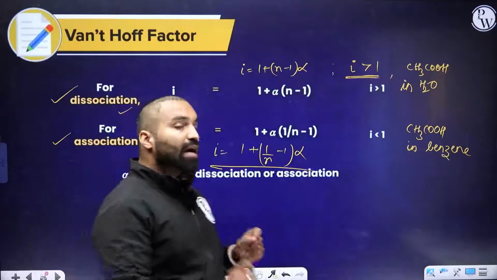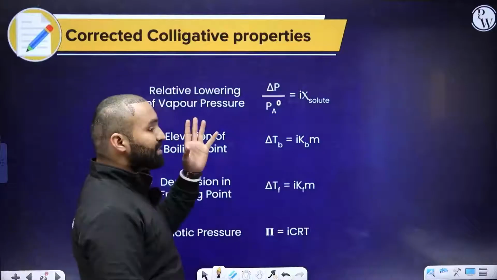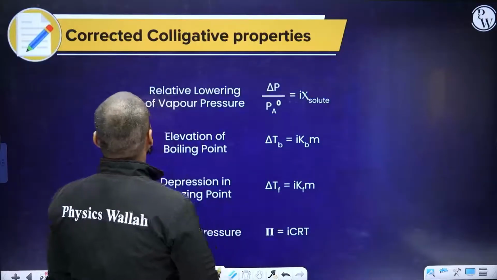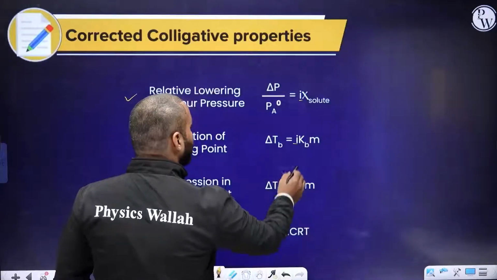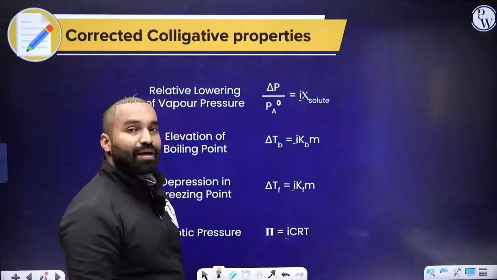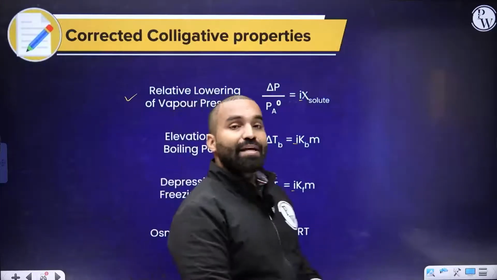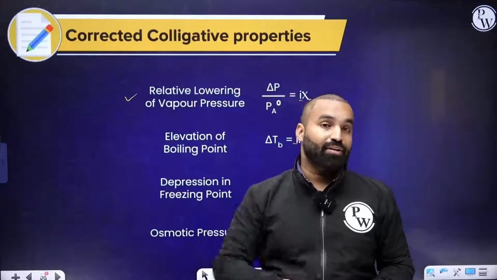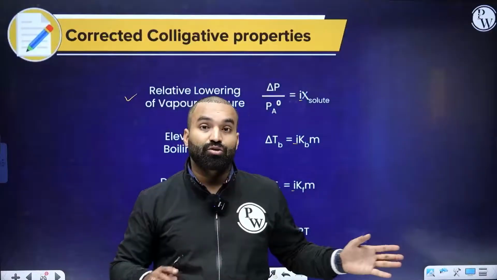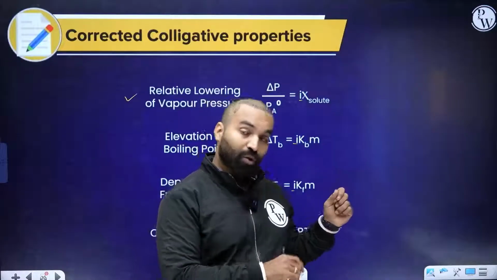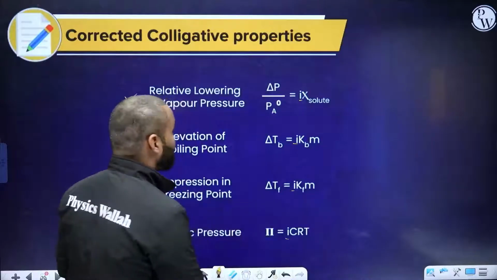For every kind of colligative property calculation, I suggest you use these corrected values, the corrected colligative properties; multiply all of them with i, so that you get the right answer. So if the question is mentioning any electrolyte, always look for the Van't Hoff factor. If the question mentions that the solute added undergoes association or dissociation, always check for α, always check for the i value, and then do the needful calculation.